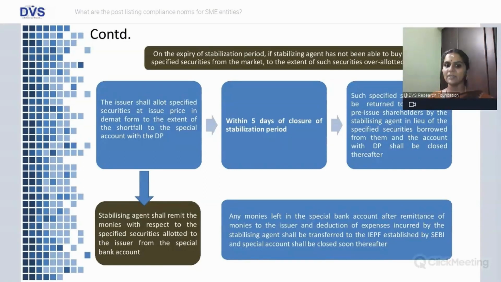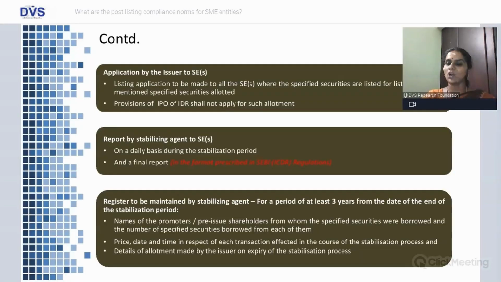And any money which is remaining in the bank account after this particular remittance of money shall be transferred. So whatever is the residual portion after completing this entire exercise shall be transferred to the Investor Education and Protection Fund, which is established by the Board, and the special account shall be immediately closed. Whatever account we have opened specifically for this particular process, immediately after closure of this stabilization period, you have to close this account. So from then on, if there is going to be any other FPO, you may have to open a specific account for the purpose.